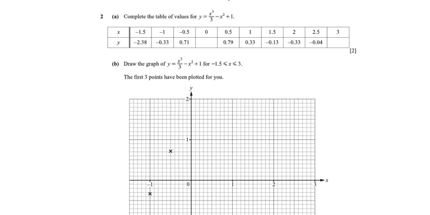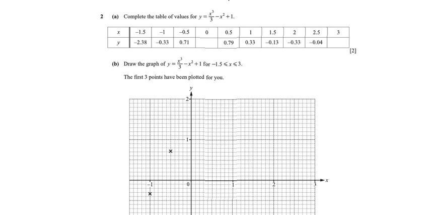So let's solve this problem. The question is: complete the table of values for y is equal to x cubed by 3 minus x square plus 1. They have already given many values for x and y, so we just need to figure out values for just two x values: one is when x is equal to 0 and the other is x is equal to 3.